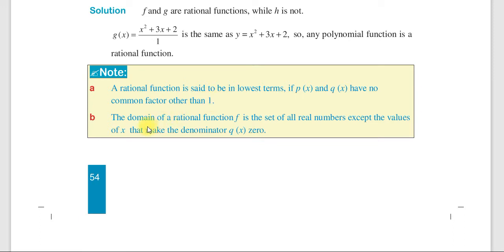Okay, lowest form is when the common factor is 1. B: the domain of a rational function f is the set of all real numbers except the values of x that make the denominator q of x 0. Since a rational function is a ratio of polynomial functions, its domain is all real numbers, but it does not include values that would make the denominator 0, because I always tell you the denominator can never be 0. Other than that, the domain is all real numbers.